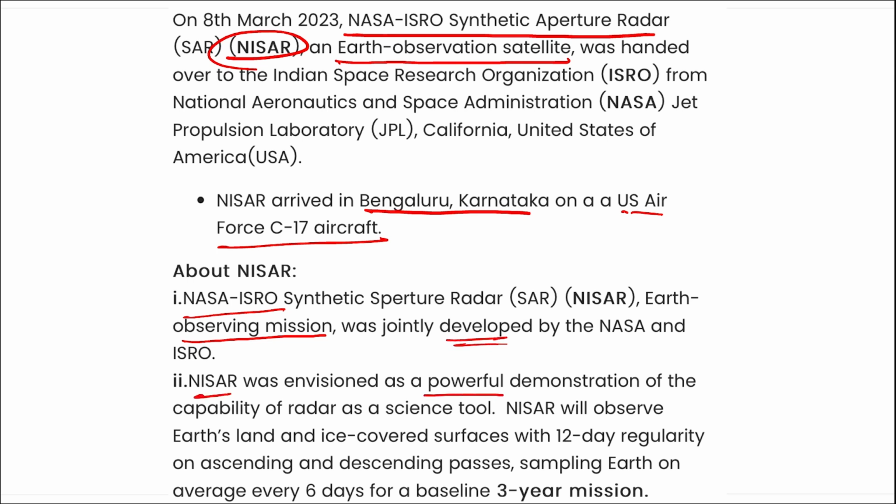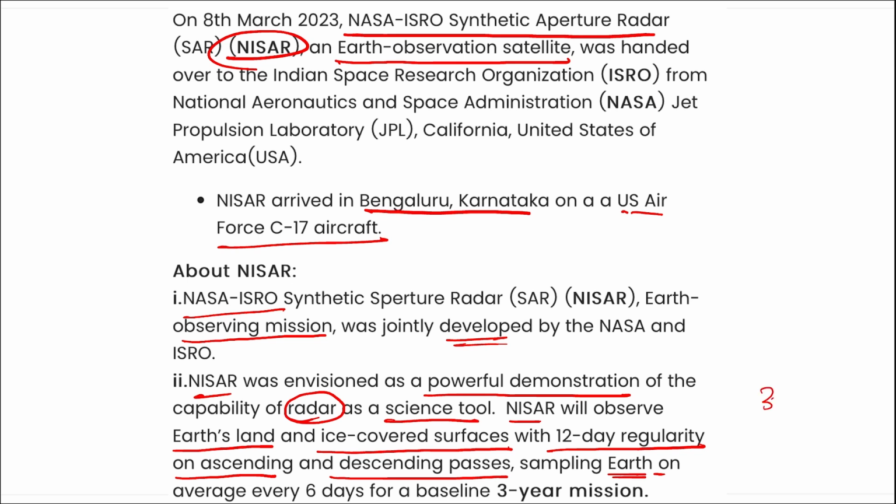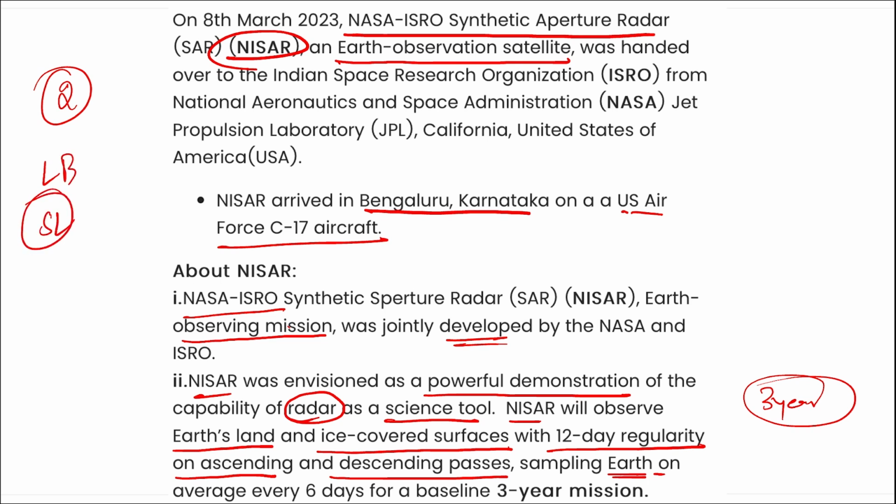This synthetic aperture radar is an Earth observation mission jointly developed by NASA and ISRO. This was envisaged as a powerful demonstration of the capability of a radar as a science tool, and NISAR will observe Earth's land and ice covered surfaces with 12-day regularity on ascending and descending passes, sampling Earth on average every 6 days for a baseline of a 3-year mission. So this is a 3-year mission. Also remember, this radar will be working on two types of band, your L band and S band.